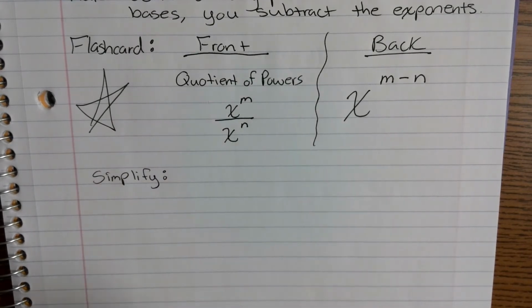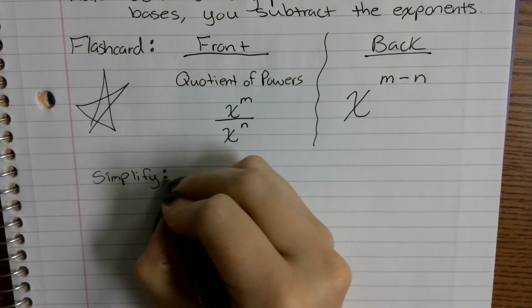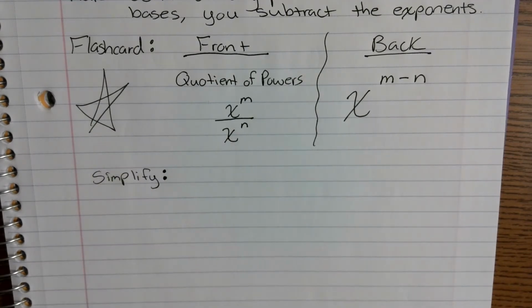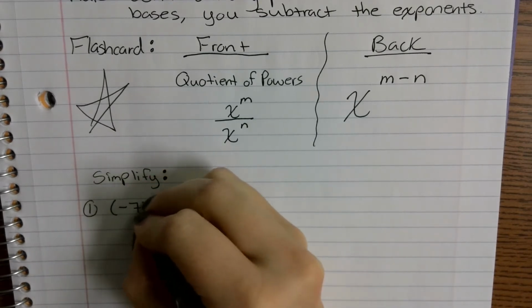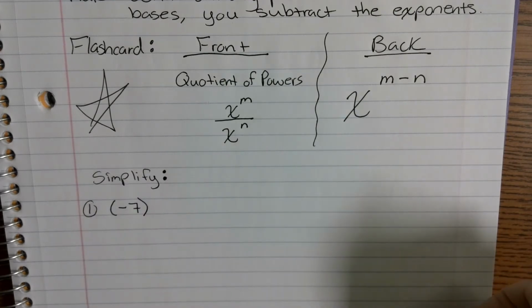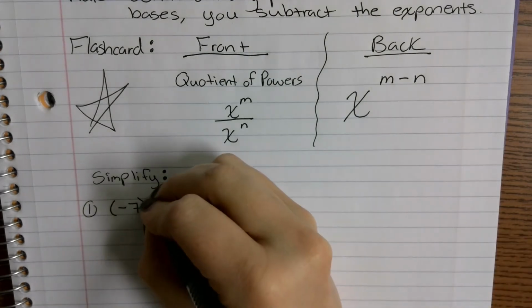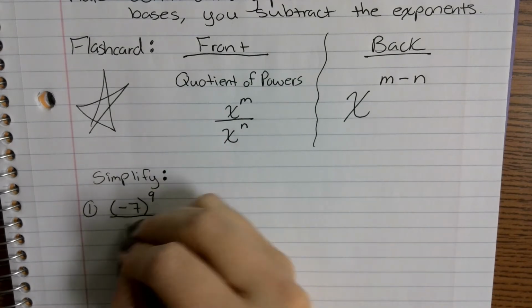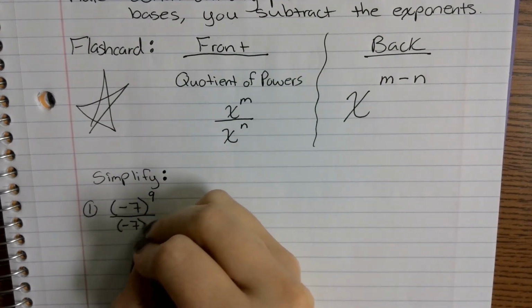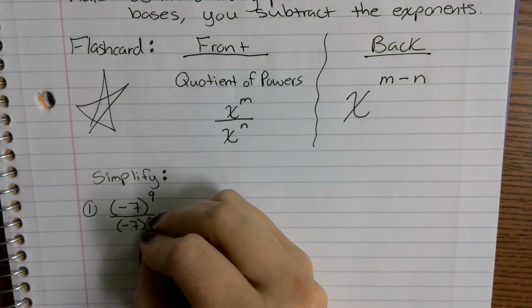All right, simplify. Again, simplify means solve it as far as you possibly can. So if you're stuck with some numbers, solve it. Okay? So if I were to give you negative 7, notice I'm putting those inside parentheses, negative 7 to the 9th power divided by negative 7 to the 6th power.